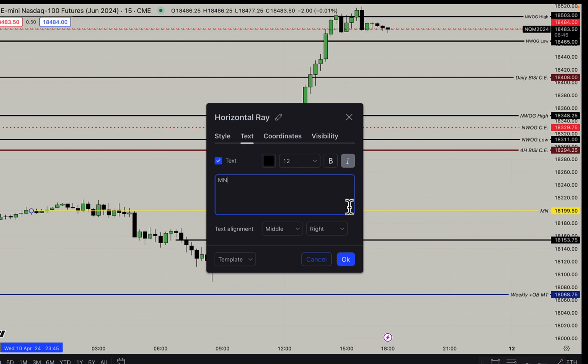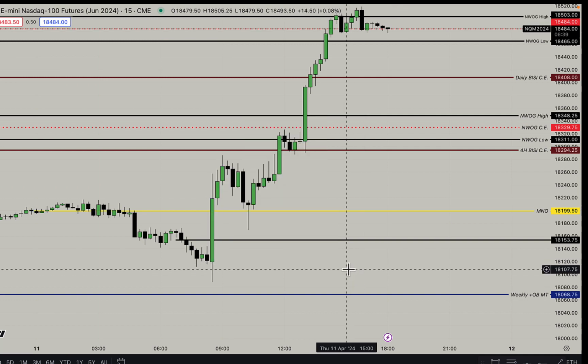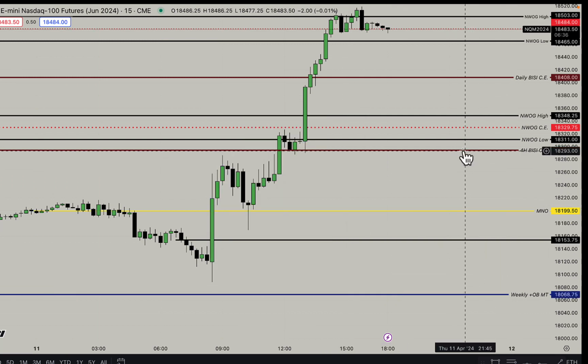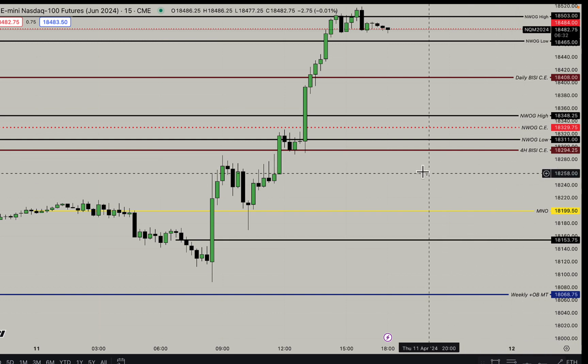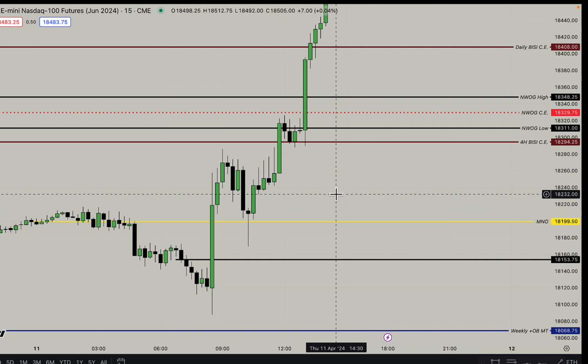Keyboard is on that. All right, MNO. Anytime you see that on my chart, that is midnight open. Abbreviated, quick to the point, boom. You also see I have this red line here. That is our 4-hour BISI consequent encroachment. We'll get to that.